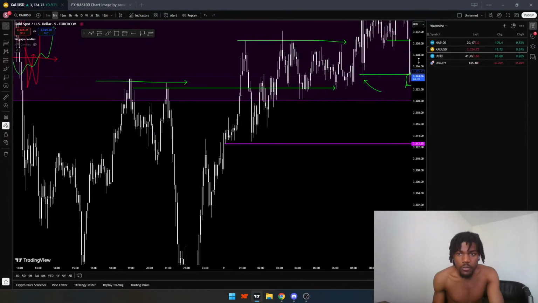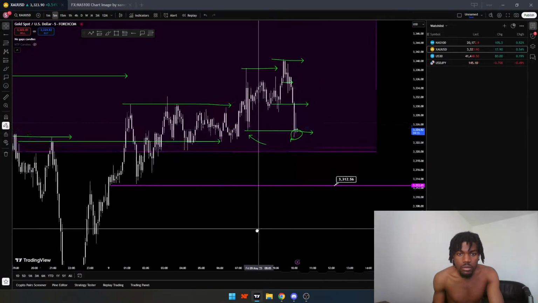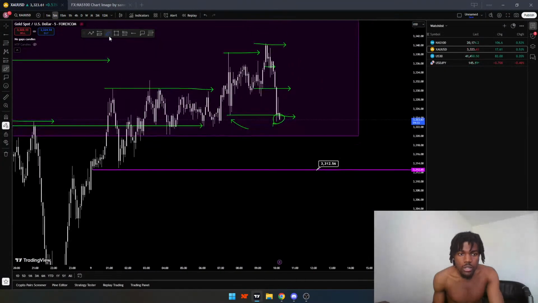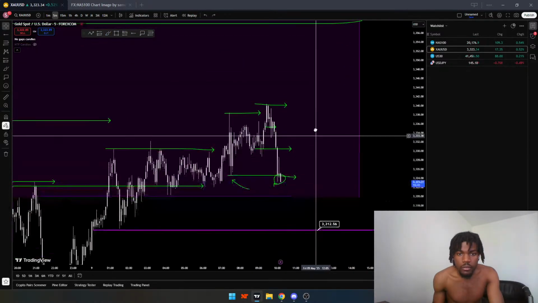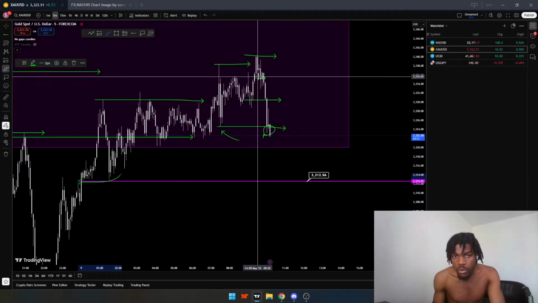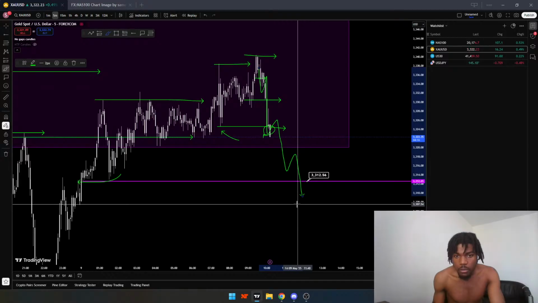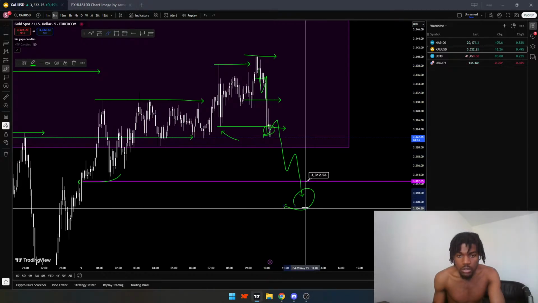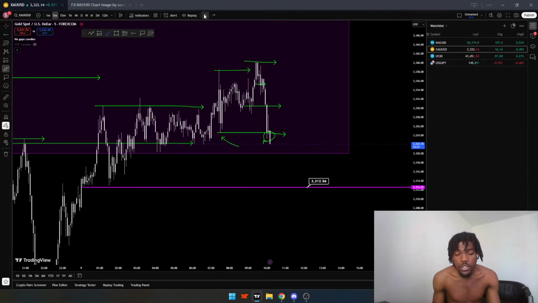Valid. Okay. So I'm waiting for lower prices. I'm waiting for a sweep of these lows, but more importantly, I'm waiting for the liquidation of 3 pullbacks. And depending on what I see there will determine if I'm in a trade or not.